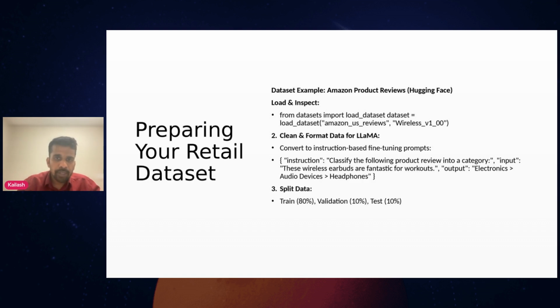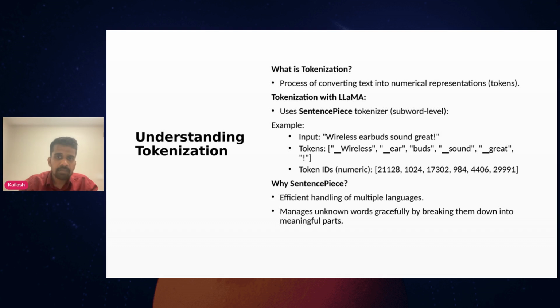Then you have to prepare your data set. In this example, we are loading the data set from Hugging Face, Amazon US reviews, and then we convert it to an instruction based fine tuning format by formatting your input columns in such a way that it follows the instructions. So: classify the following product reviews into a category. Input is what we get from the data set, and output is also the label from the data set. We form it more as an instruction based on the input features available in the data set. Then you split your data in the same way.